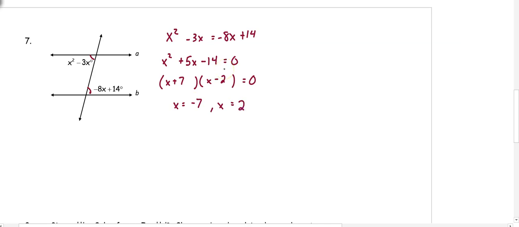When I go back and look at my angles, if I put 2 into this angle, I would get a negative number, which means 2 can't be a solution. If I put negative 7 into both angles, I get a positive, which means x is only equal to negative 7.